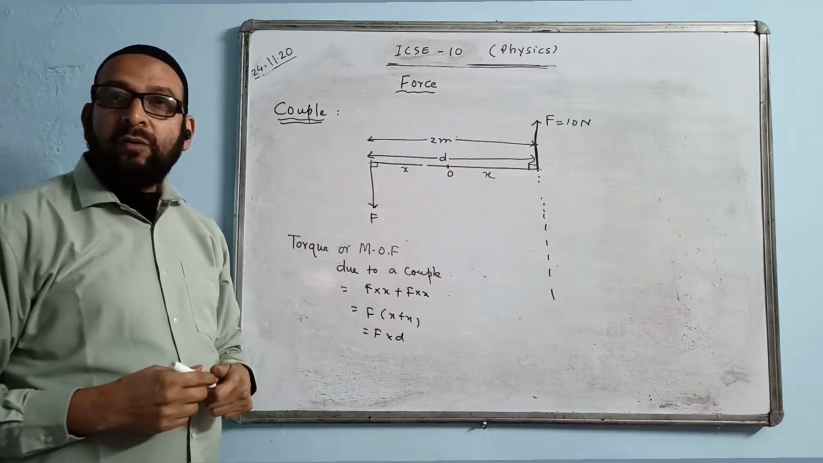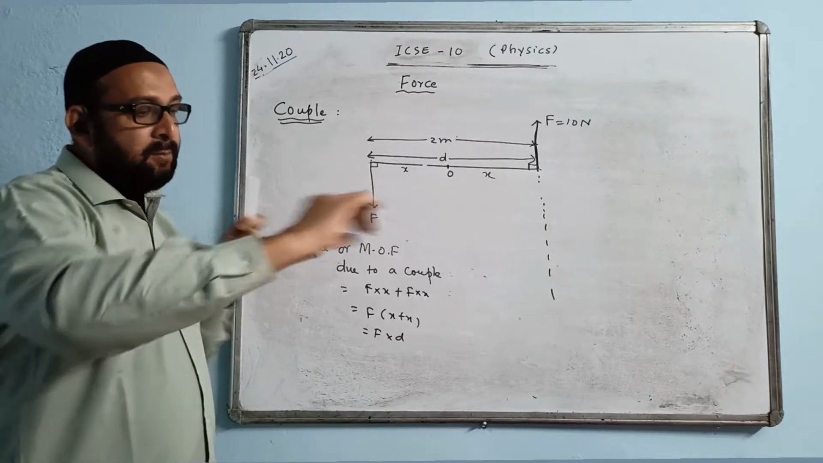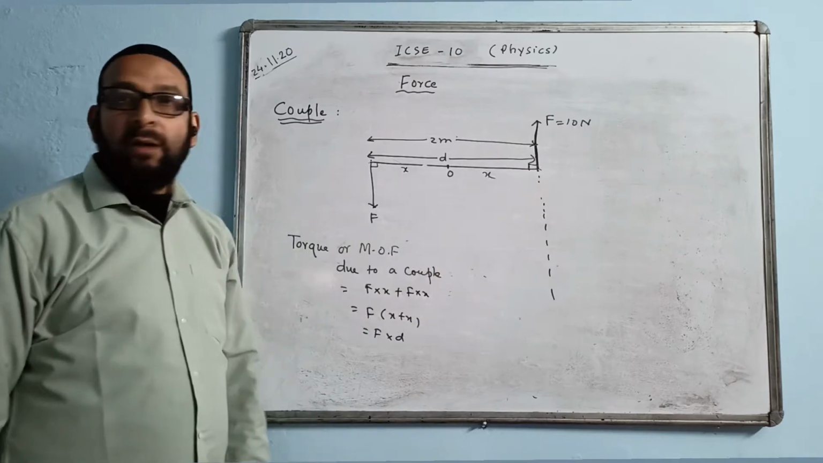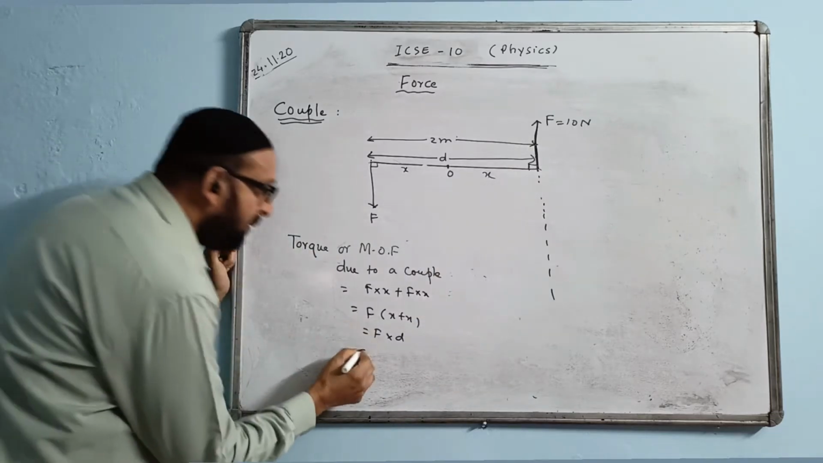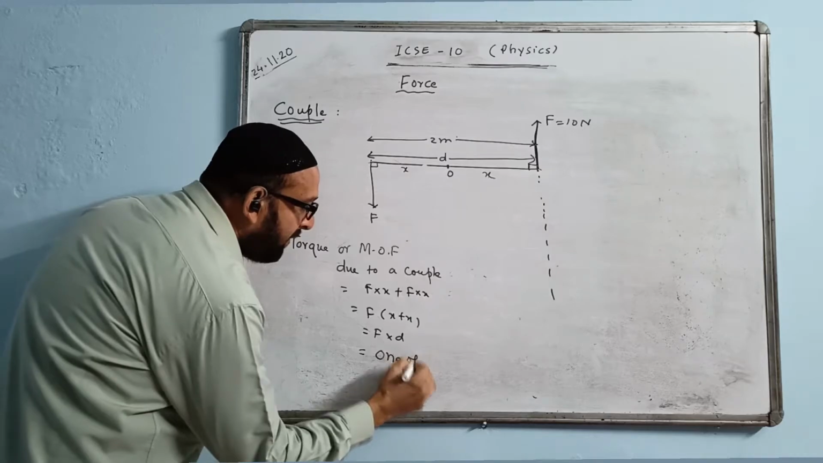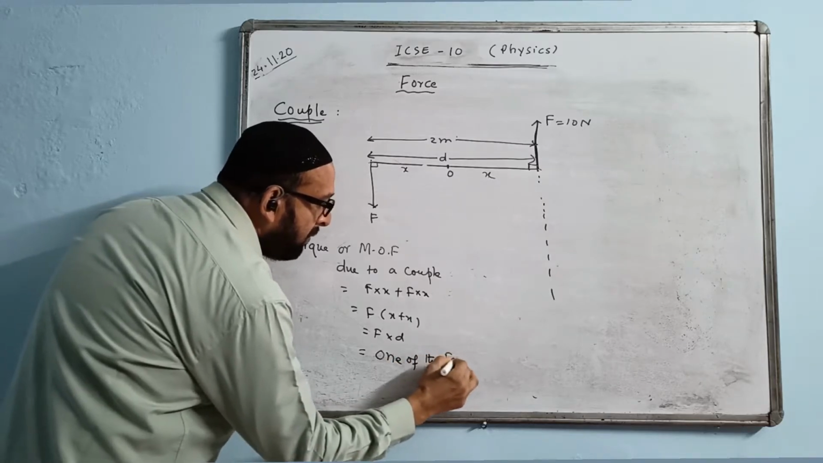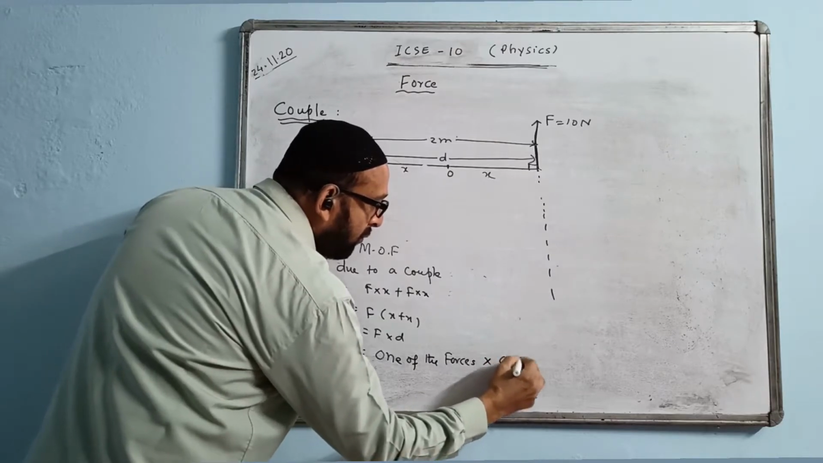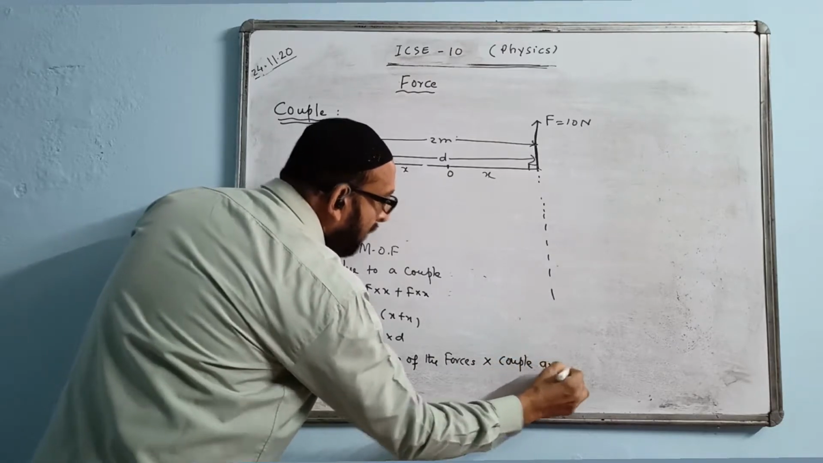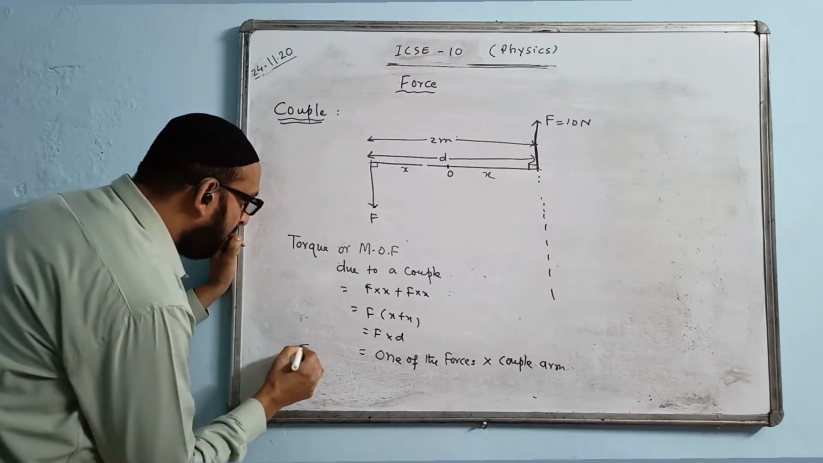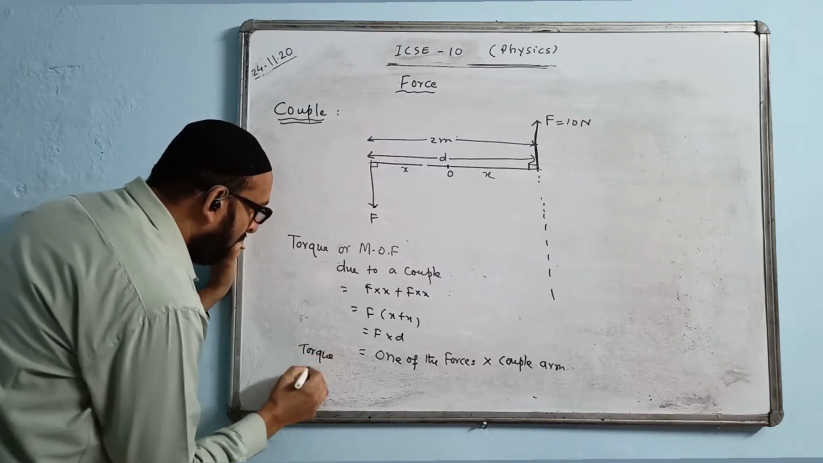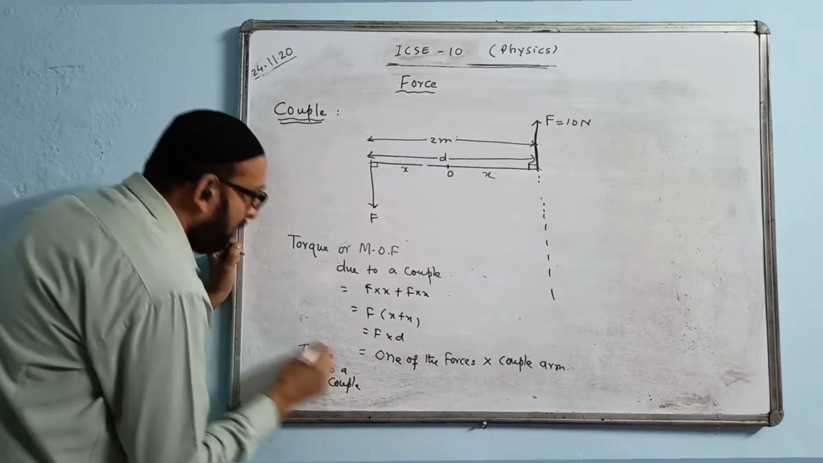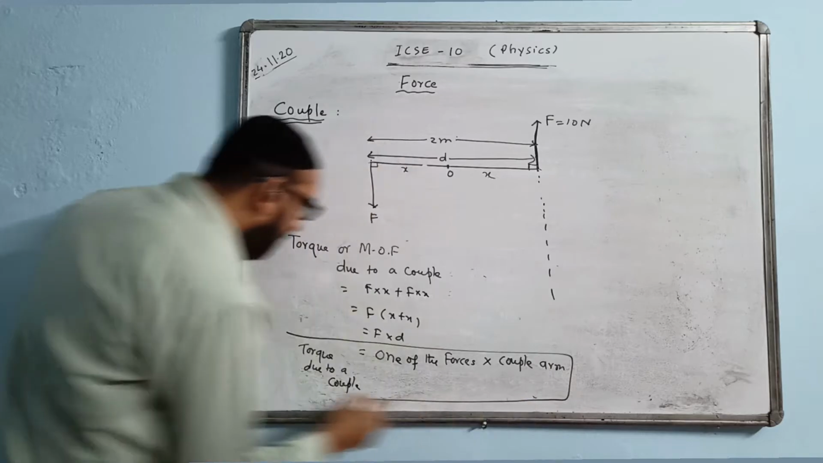That is called couple arm. Arm is the perpendicular distance between the two forces. That is called couple arm. From here till here the distance is called couple arm. So here we can write one of the forces into couple arm. This is the formula of torque due to a couple. Torque due to a couple. Please note down this formula. This is an important formula.